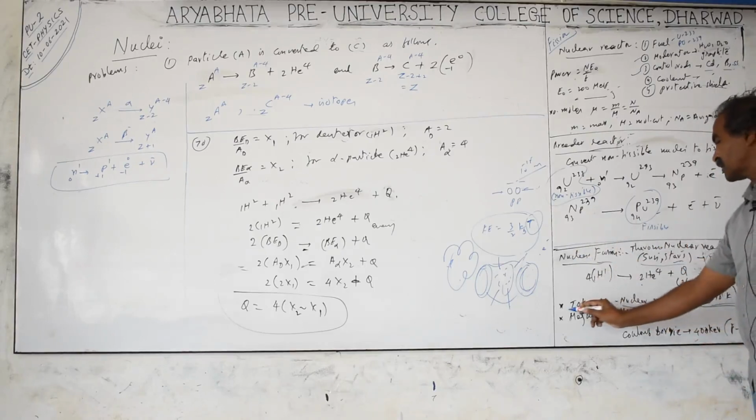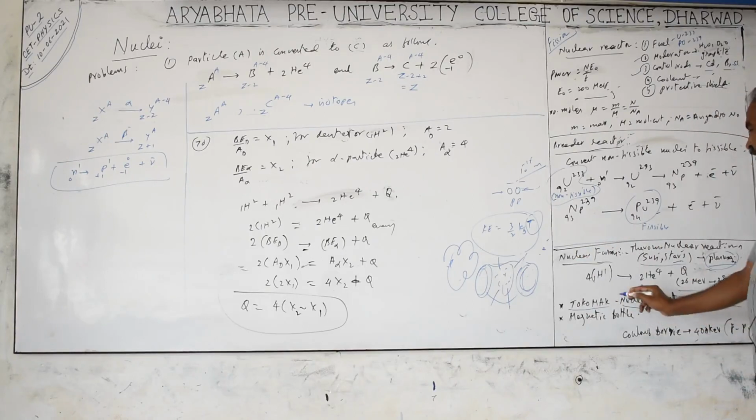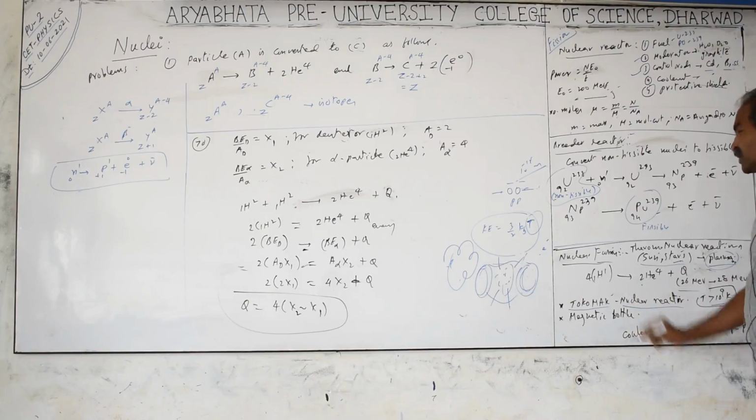That reactor is called a tokamak nuclear reactor. But this is only for experiment, still under experiment. Recently China declared that they produced a very high temperature equal to that of the sun, but for a few seconds or minutes, I think, in this tokamak nuclear reactor. Next, Coulomb barrier already discussed.